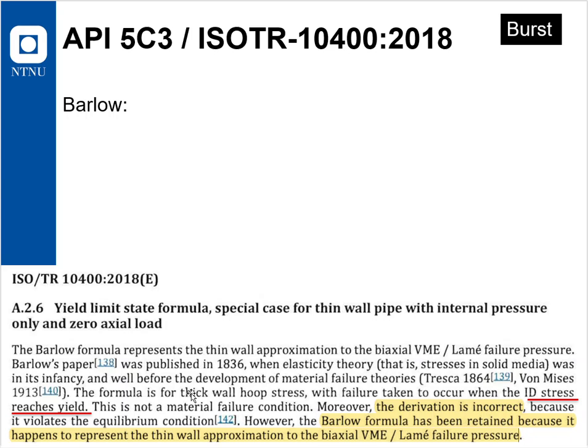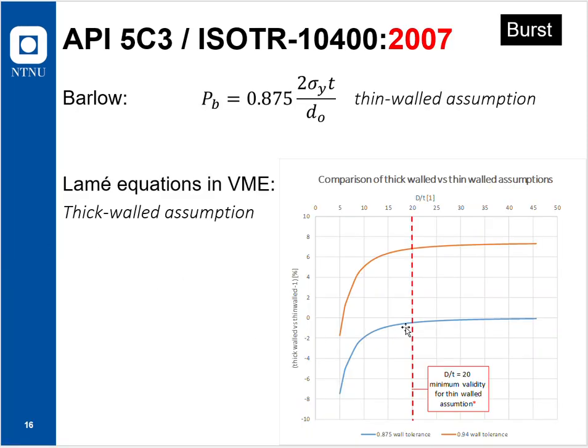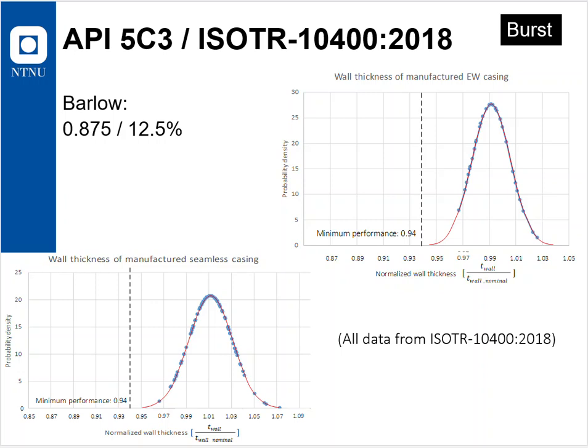so here it says basically what we're talking about. The stress reaches yield on the ID. The derivation of the formula is incorrect. The background for it, but it has been retained because it happens to represent the thin wall approximation of the biaxial von Mises Lamé failure pressure. So you see the error goes to zero. It levels out regardless of how you see it.